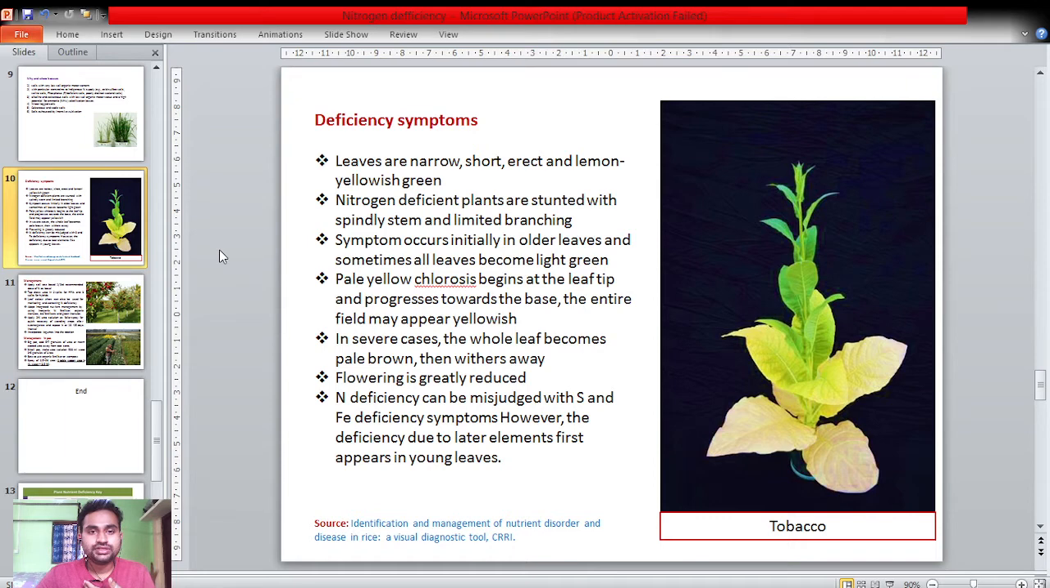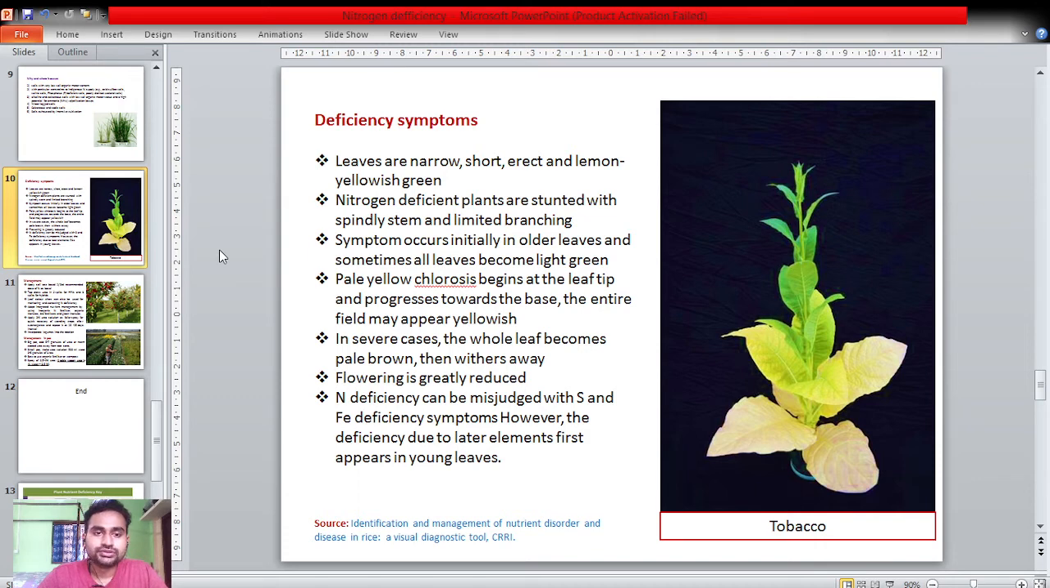So we'll see basically what we have discussed in earlier classes, how we can detect the deficiency. It is a very clear example. This is a tobacco plant. In the tobacco plant you can see the lower leaves are fully yellow, and the middle leaves are getting yellow color, and the topmost leaves are very narrow and small, and the growth is very much less. That means it is not growing like a normal plant.